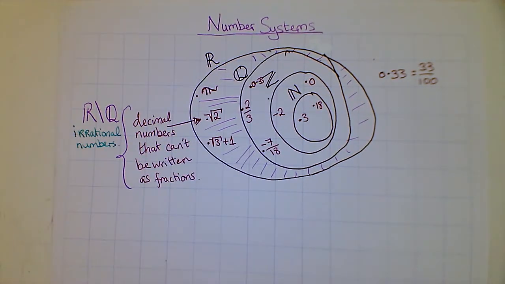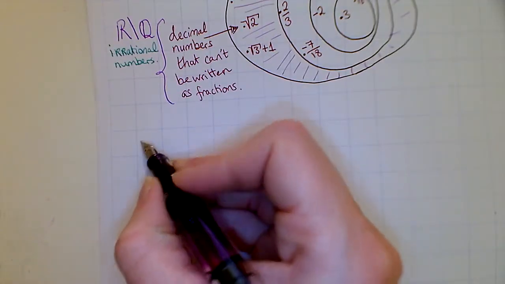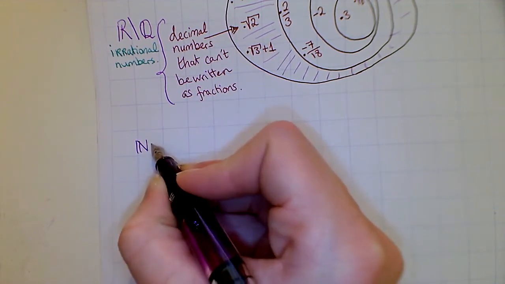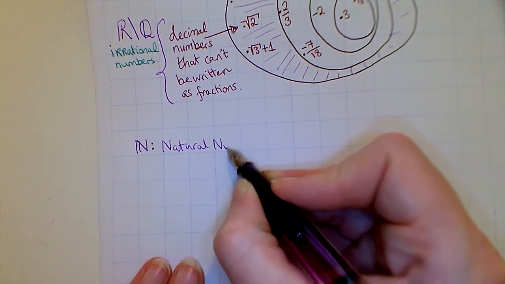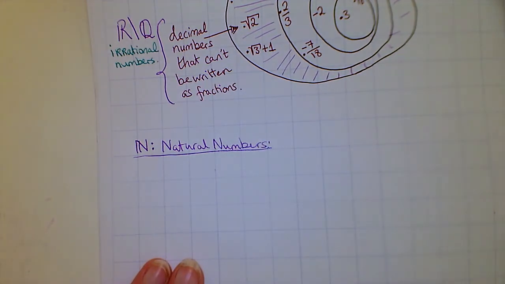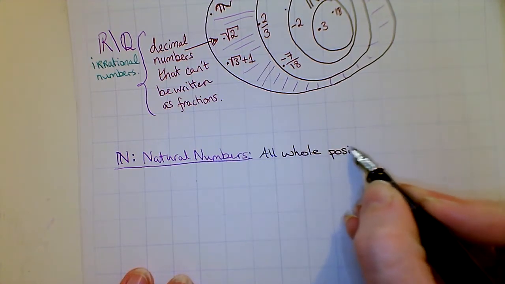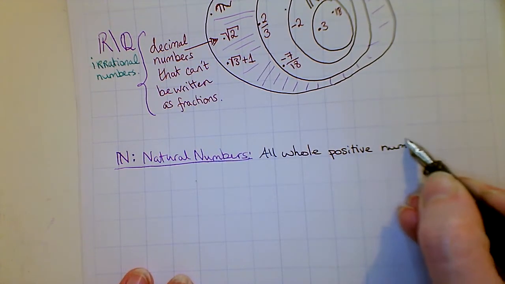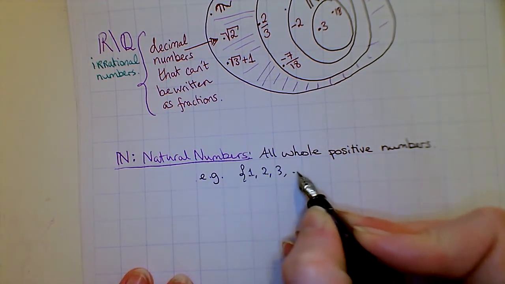So now, let's write down some definitions of these different sets of numbers. I'm going to start with the smallest one first. We've written this before, so I'm going to go quite speedily through it. The first set that we want to deal with is N, and that is the natural numbers. The definition of the natural numbers is all whole positive numbers. For example, 1, 2, 3, etc.